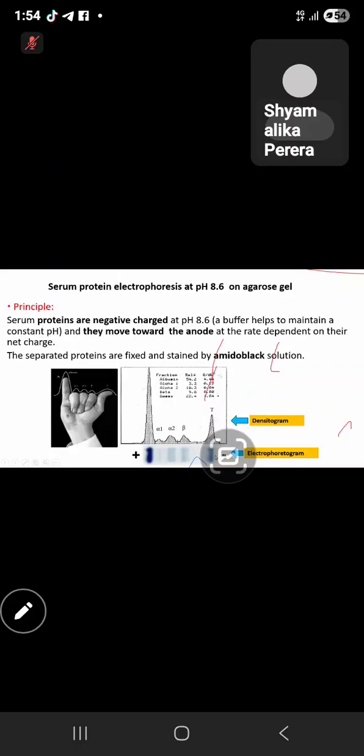Apart from this liver function test, I need to add serum electrophoresis too, because we discussed the parts of protein like albumin and globulin. Serum protein electrophoresis is mainly done at pH 8.6. At that pH, your proteins are negatively charged, so they move towards the anode at a speed based on the net charge. So molecular size and net charge separate your protein molecules. So you can observe this normal pattern.